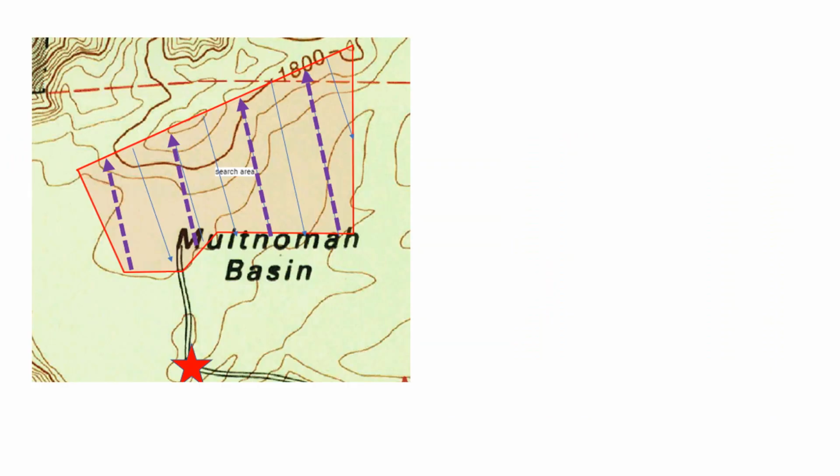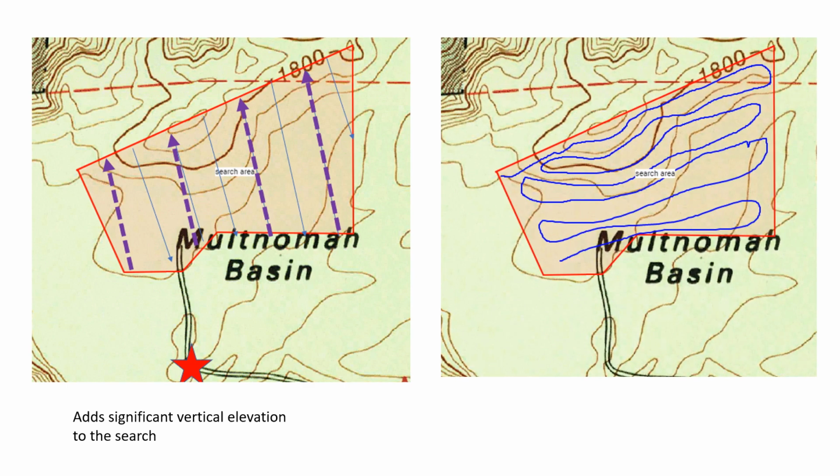Here are two potential search patterns. First is the north-south pattern. The search lines are approximately 300 feet apart, and using this search pattern will add at least 500 vertical feet to your search. The second pattern is designed to follow the contours, which will minimize your vertical travel and might make it easier since you're mainly trying to walk level along the contour lines.